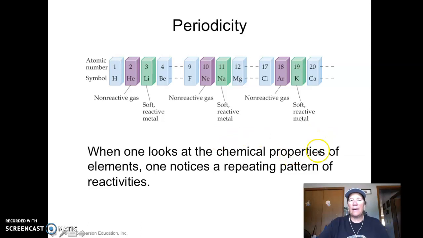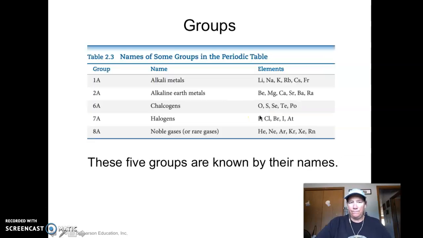When one looks at the chemical properties of elements, they have a repeating pattern. So if you look at helium, below helium on the periodic table is neon. Well, non-reactive gas, non-reactive gas. Below neon on the periodic table is argon, non-reactive gas. Lithium is a soft reactive metal. Well, below lithium is sodium, soft reactive metal. Below sodium is potassium, soft reactive metal. So they start to have characteristics that repeat themselves. That's where the word periodic came from.